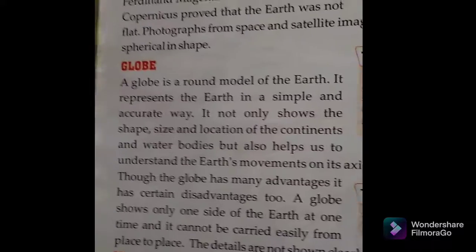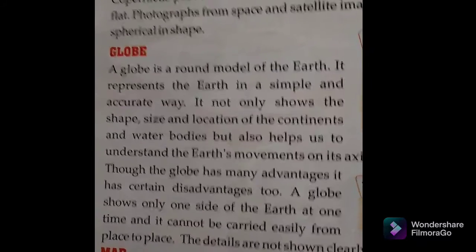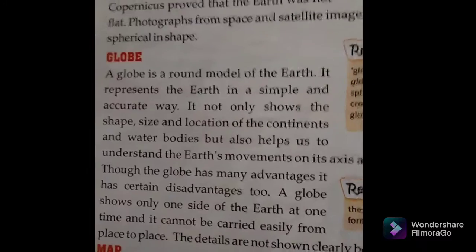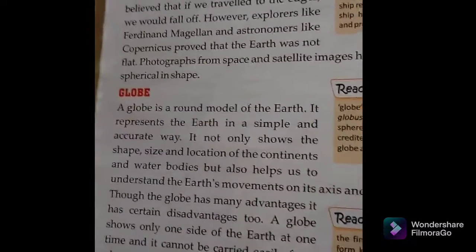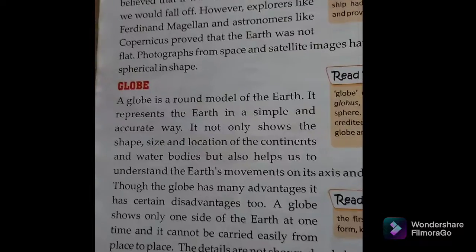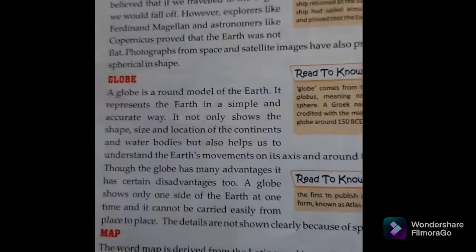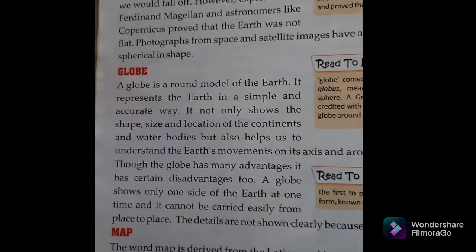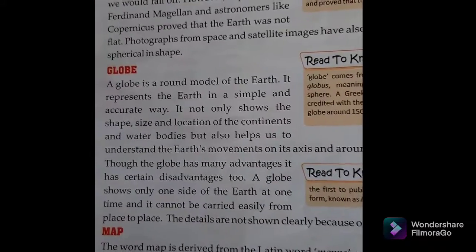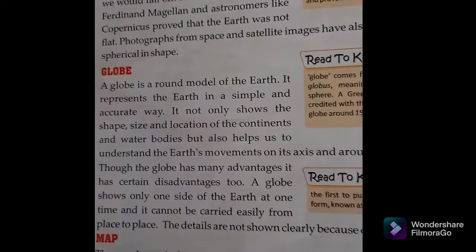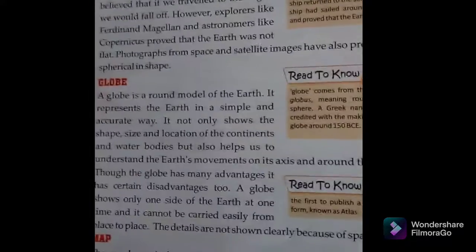Globe. A globe is a round model of the earth. It represents the earth in a simple and accurate way. It not only shows the shape, size and location of the continents and water bodies, but also helps us to understand the earth's movements on its axis and around the sun.